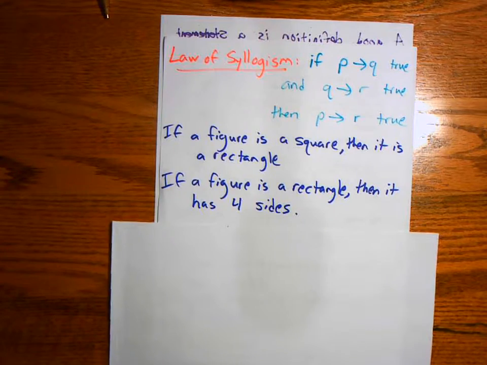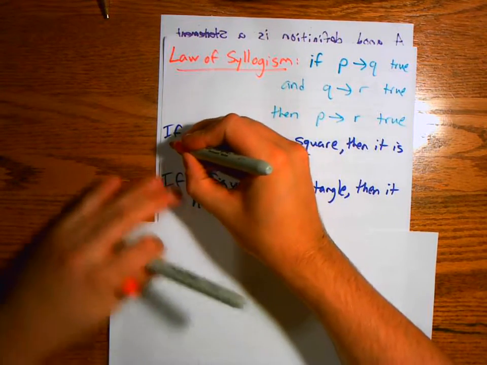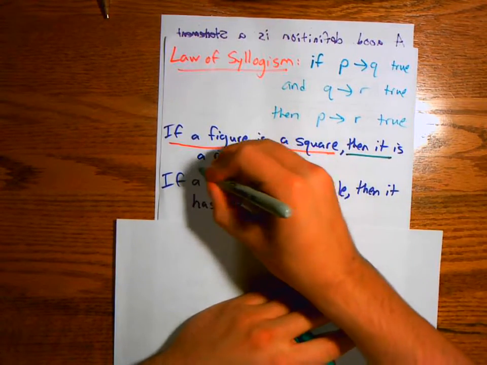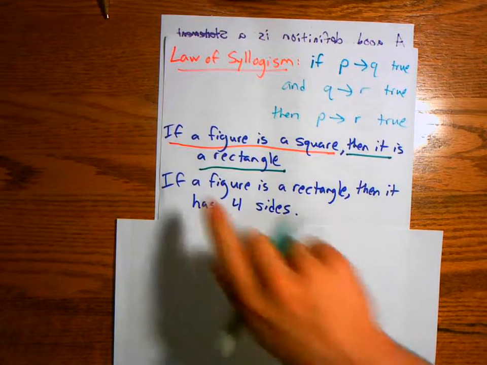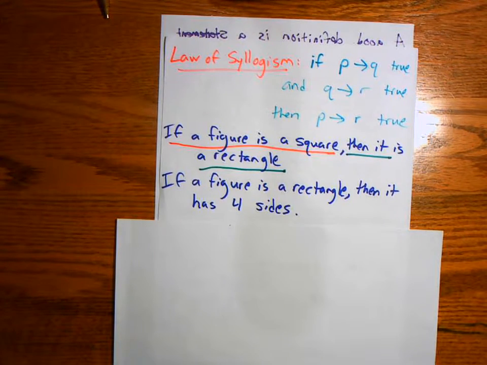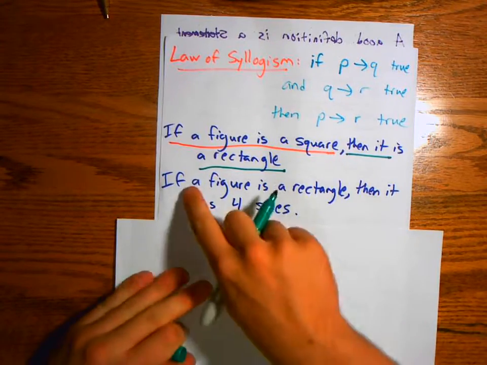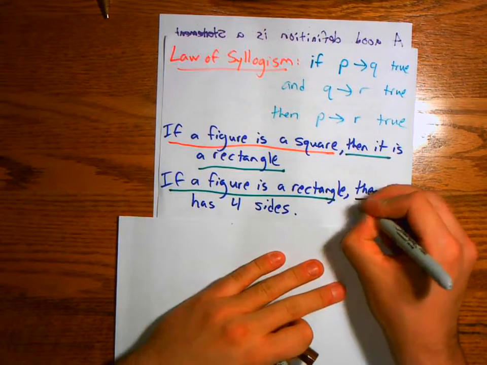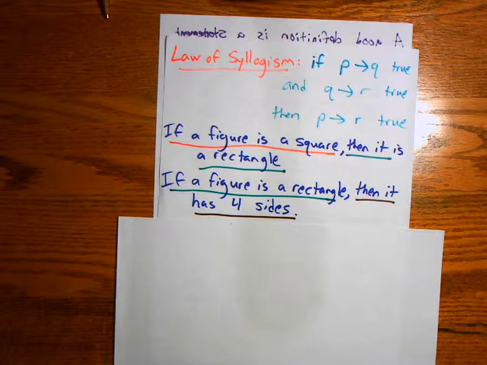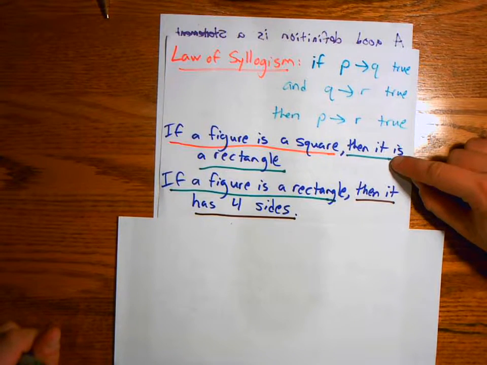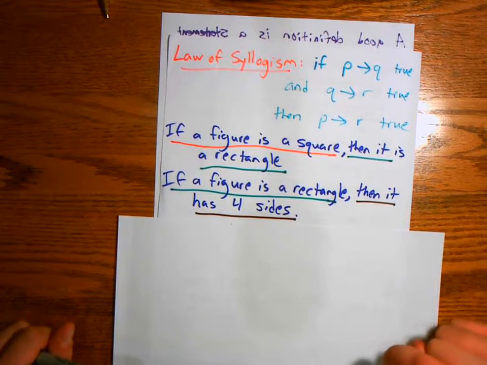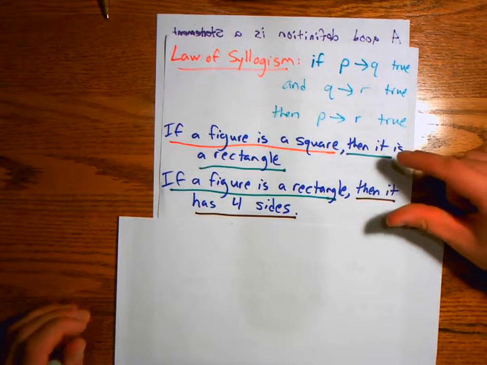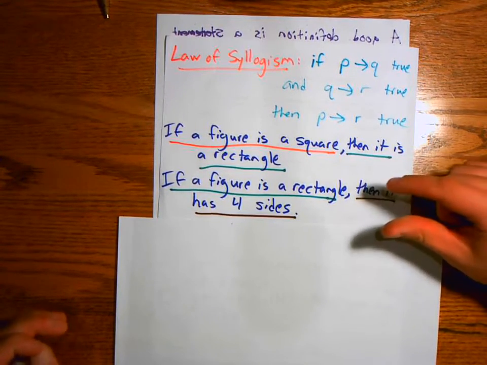If a figure is a square, then it is a rectangle. This is my hypothesis: if a figure is a square. My conclusion is then it is a rectangle. Easy enough. After the if is my hypothesis, after the then is my conclusion. Taking a look at the second one, if a figure is a rectangle is the hypothesis of this one. Then it has 4 sides is the conclusion of this one. Since the conclusion of my first statement is it is a rectangle, and the hypothesis of the second one is it is a rectangle, both of these statements are true.